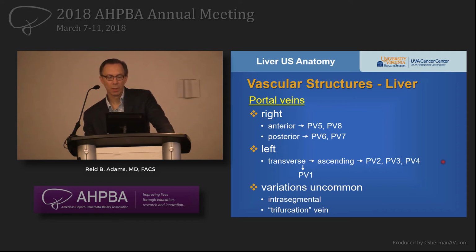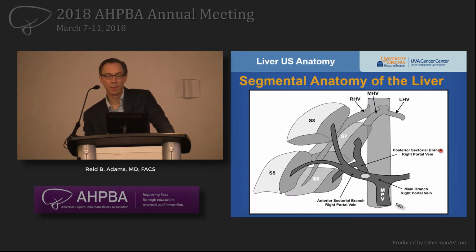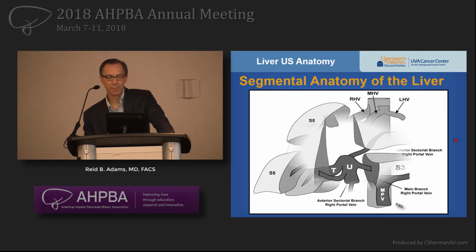We'll show one of the more common examples of that. Variations in the hepatic veins are more common, and the arteries more common than that. So again, just to review, main portal vein, we're looking at the right side now, so the main right branches into the right anterior and the right posterior sections or sectorial branches, and then the inferior right anterior goes to 5, the superior goes to 8, and on the posterior branches, inferior goes to 6 and superior goes to 7.